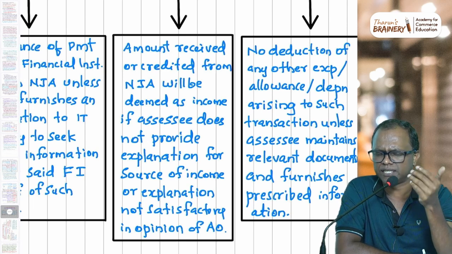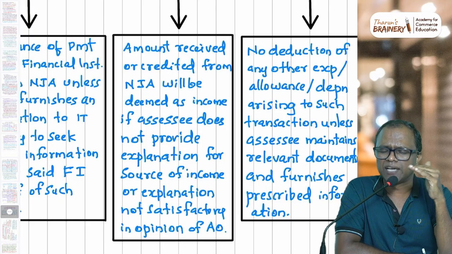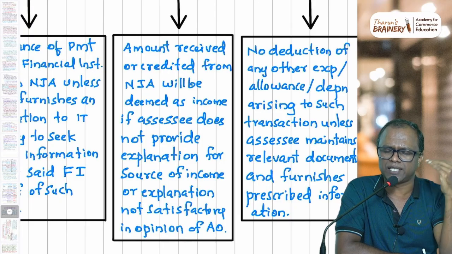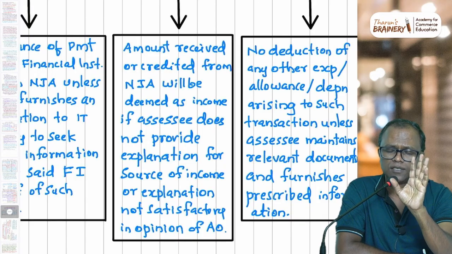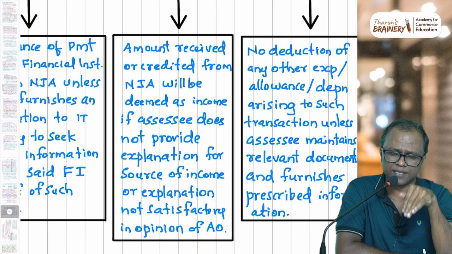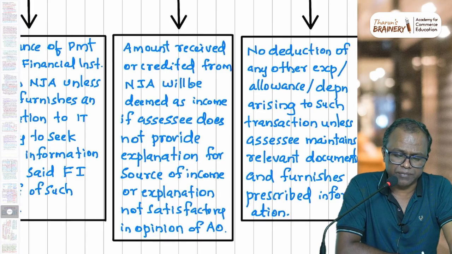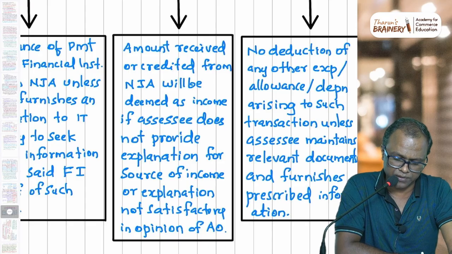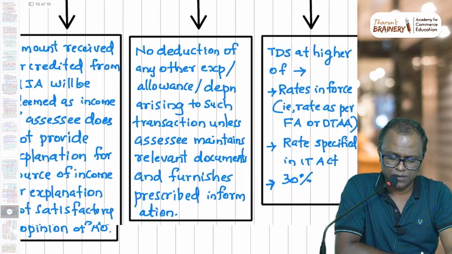Very dangerous situation. The Indian entity took a loan of 100 crore from an NJ entity, but they failed to disclose the sources of that NJ entity. In that situation, this 100 crore liability loan will be treated as income of the Indian entity. Very dangerous. An amount received or credited from NJ will be deemed as income if the assessee does not provide an explanation for the source of income or the explanation is not satisfactory in the opinion of the AO. And next one.